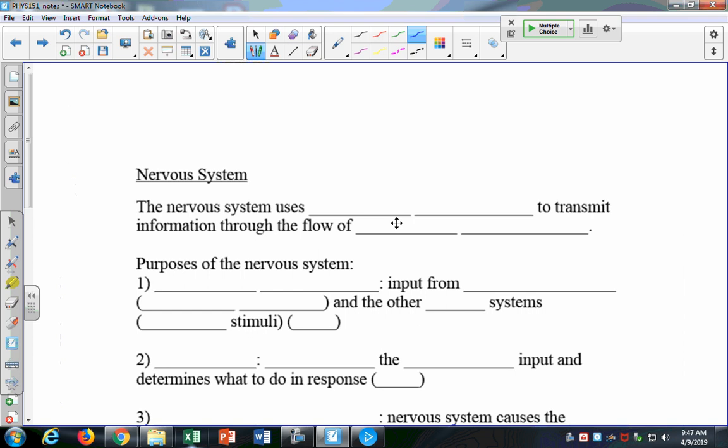Okay. All right. So let's look at the nervous system. The nervous system uses nerve cells to transmit information through the flow of an electric charge. We'll look at how these nerve cells function and the different parts of the nervous system, the physics behind it. They don't work exactly like a circuit. They work a little differently from how we think of charge flowing through a wire. But you can think of it very much as charge flowing through a wire.